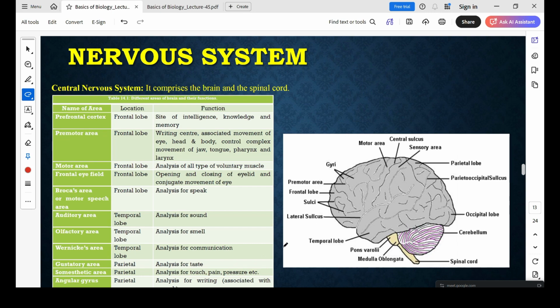Earlier I said that there are different lobes to the cerebrum. These lobes are responsible for different kinds of functions.